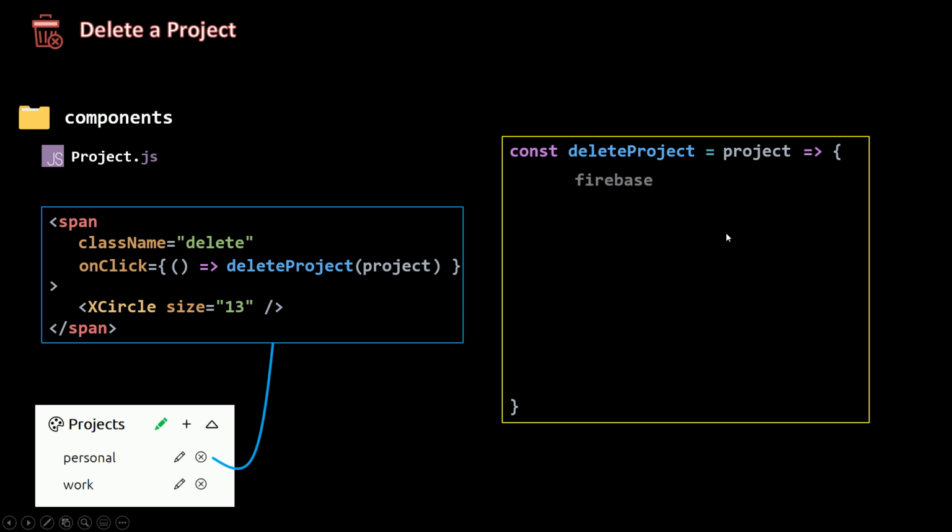Now I'm going to use Firebase.firestore. The collection this time is going to be projects, then .doc. This time it's going to be the project.id, and then simply I'm going to use the delete method, and this will delete the project. But we still need to delete all the to-dos under that project. So if I remove the personal project, I need to remove all the to-dos whose project name is personal.